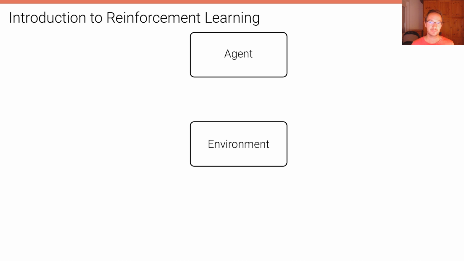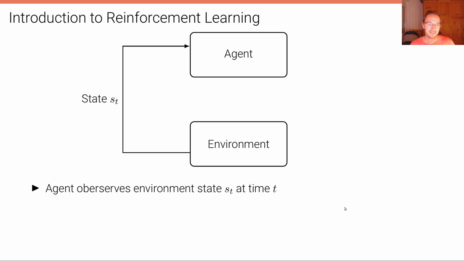Reinforcement learning can be formulated or illustrated with a simple diagram. We have an agent that operates in an environment. The agent could be a self-driving car that operates in a real-world environment or in a simulated environment like CARLA. The agent observes the environment state s_t at time t.